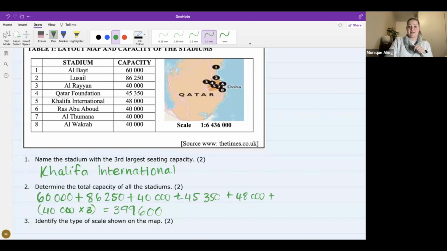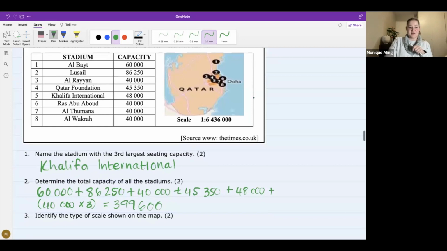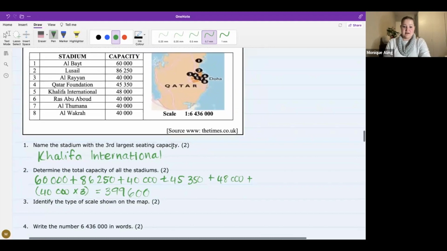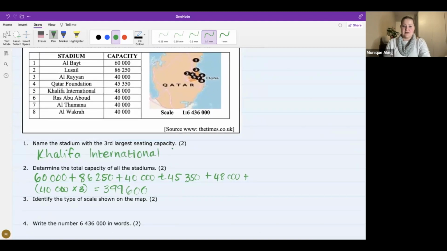Okay, and another scale question. Identify the type of scale shown on the map. What kind of scale have we been shown this time? Okay, well done. So our scale is over here on the map, and it is indeed a number scale.